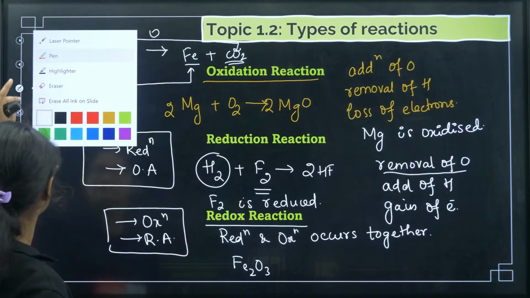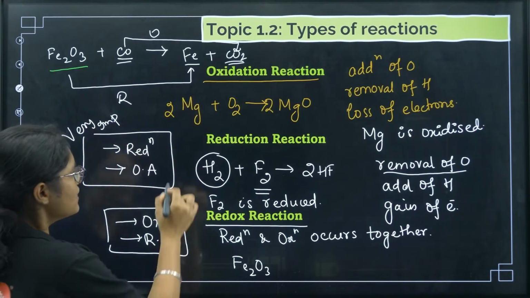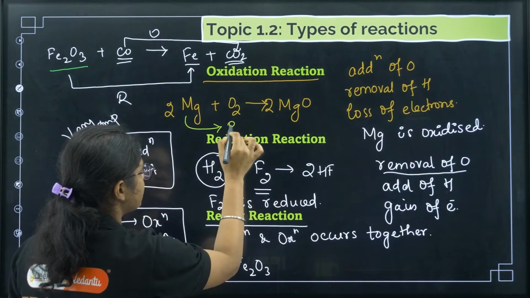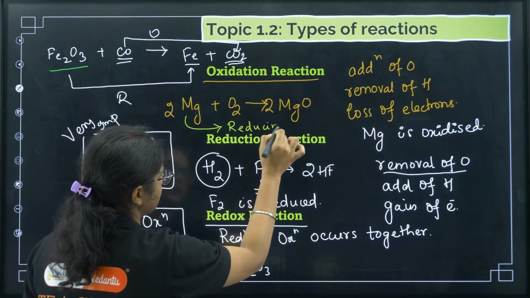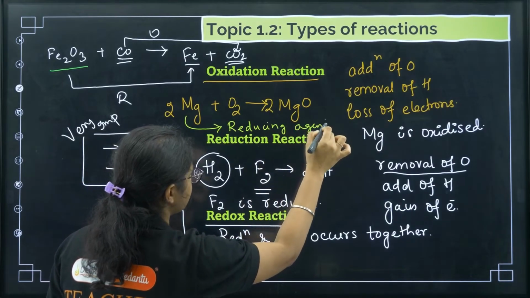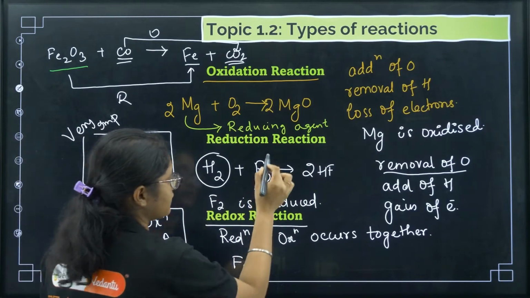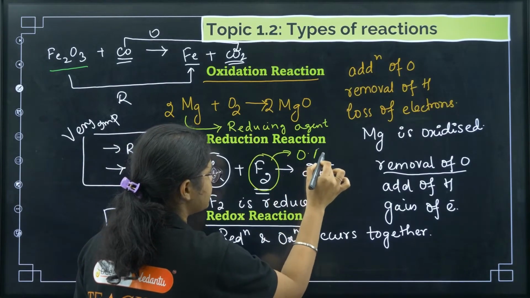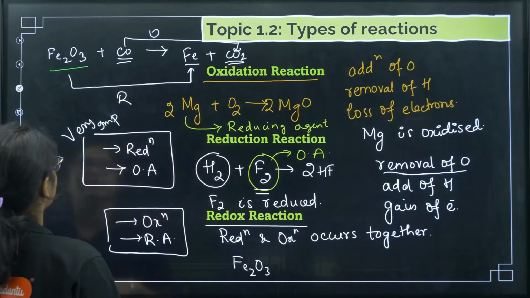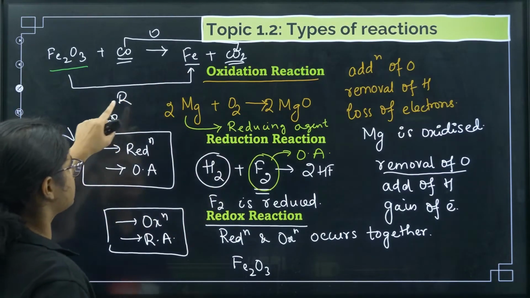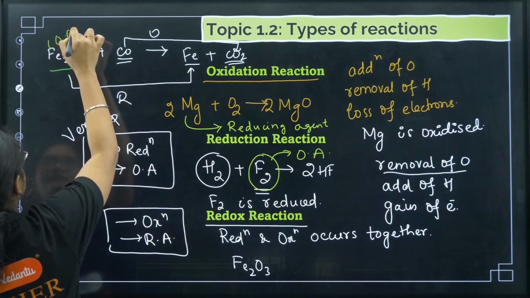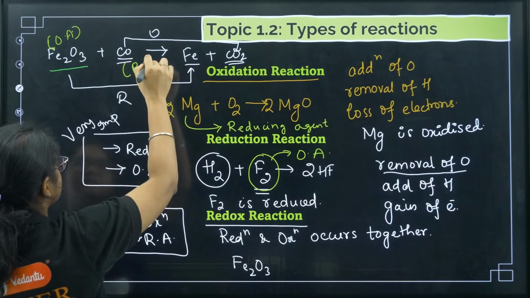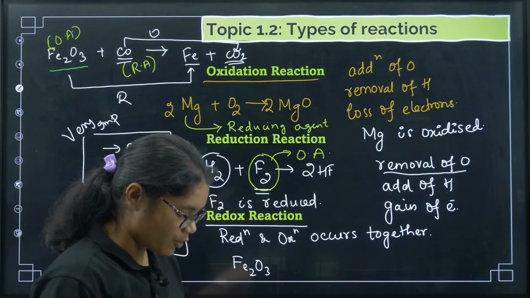Now let us see these examples again. Magnesium is undergoing oxidation, so magnesium will behave as a reducing agent. Not reduction, it is behaving as a reducing agent. Fluorine is undergoing reduction, so fluorine will behave as an oxidizing agent here. Fe2O3 is undergoing reduction, so Fe2O3 will behave as an oxidizing agent. Carbon is undergoing oxidation, so it will behave as a reducing agent. I hope this is clear, very very important.